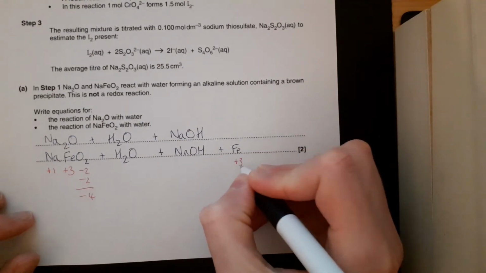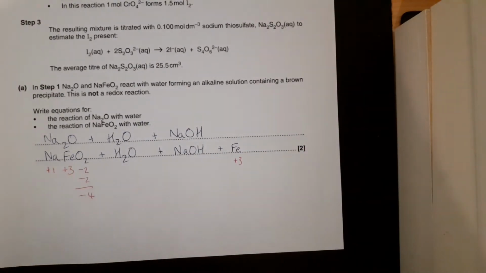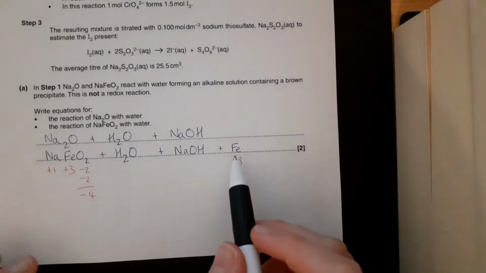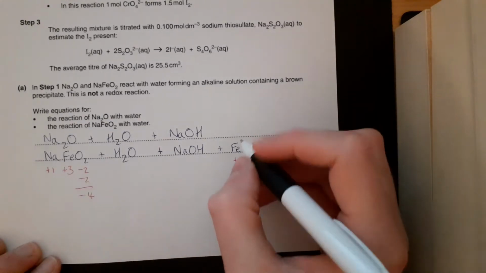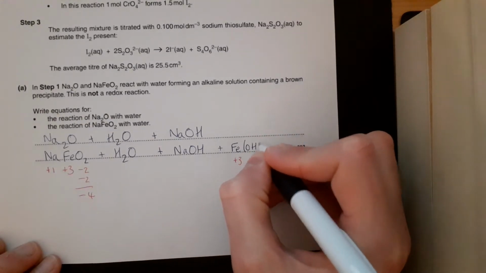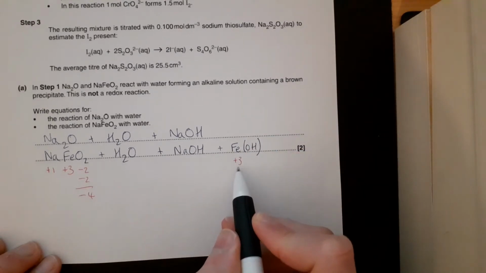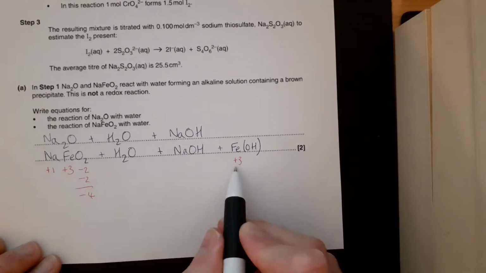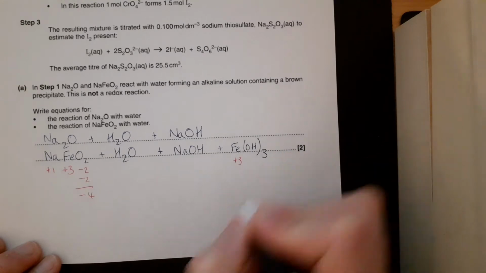If you've done the transition metals part, you'll know that iron 3+ gives you a brown colour. Iron 2+ is a greeny kind of colour. And so this is going to make a precipitate of iron hydroxide. And if we've just worked out it's got to stay at the same oxidation number, this must be Fe(OH)3.